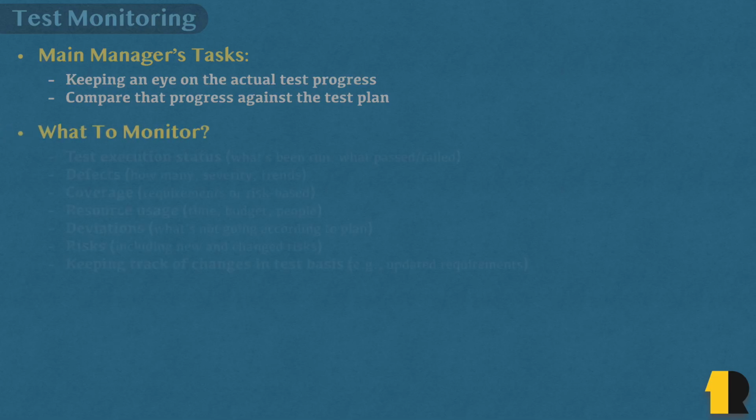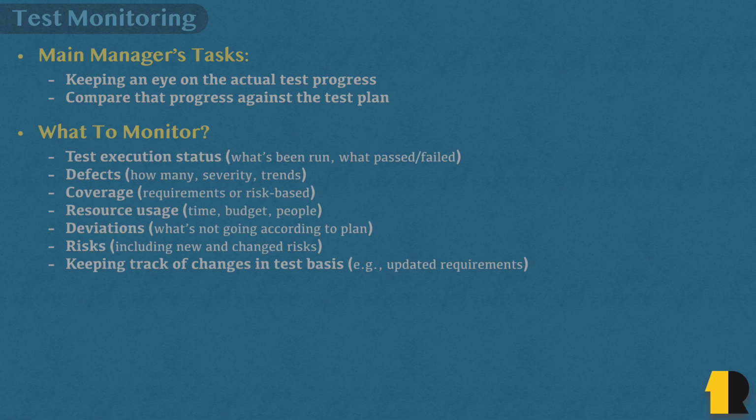Now, what are the things that you as a test manager should monitor? A bunch of stuff, actually. So you need to keep track of the test execution status. I mean, how many test cases have been run so far? Maybe how many of them passed and how many failed. You also need to monitor defects. I'm talking about how many defects were reported, okay? What severity levels they have, and if any interesting trends are emerging. For instance, are most of the defects coming from a particular module? That's something you want to know as early as possible.